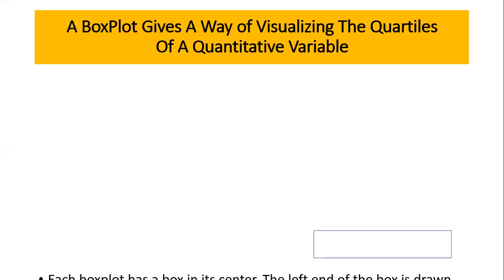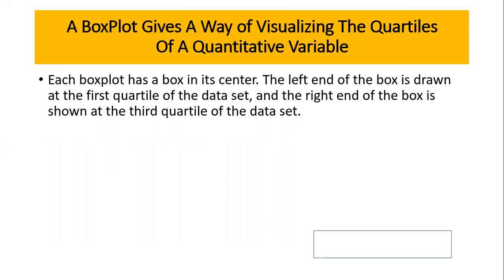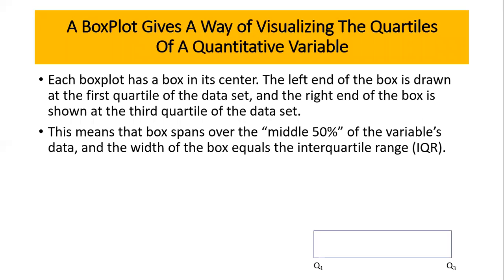How does it work? Well, we begin a box plot with a box in the center. Now, the left end of that box is drawn at the first quartile of the data set, Q1, and the right end of the box is drawn at the third quartile of the data set. What that means is that this box spans over the middle 50% of the variable's data, and the width of that box equals the interquartile range, the difference between Q3 and Q1.